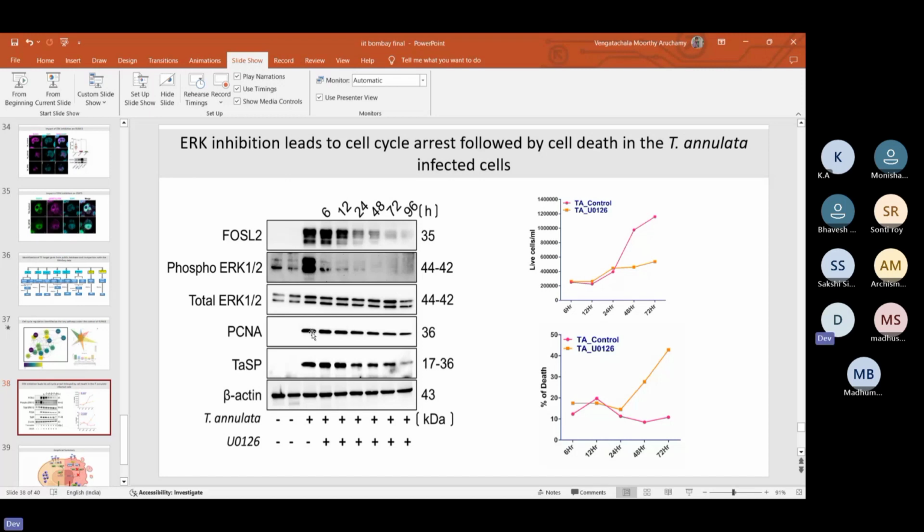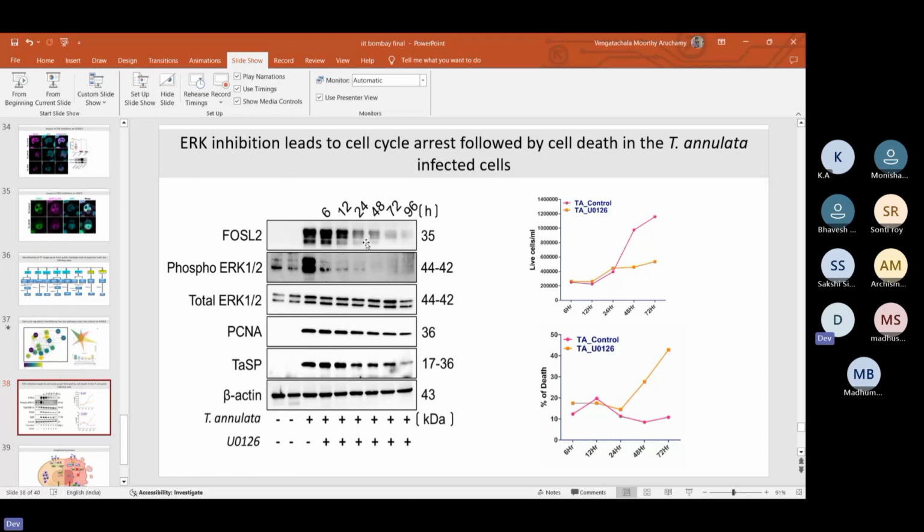And we have highlighted that PCNA, which is proliferating cell nuclear antigen and important for DNA replication, is being reduced, suggesting that the cells are being arrested. And the total ERK we have represented here, and the phospho ERK, there's a drastic change in the phospho ERK level upon U0126 treatment, which I have already told you previously.